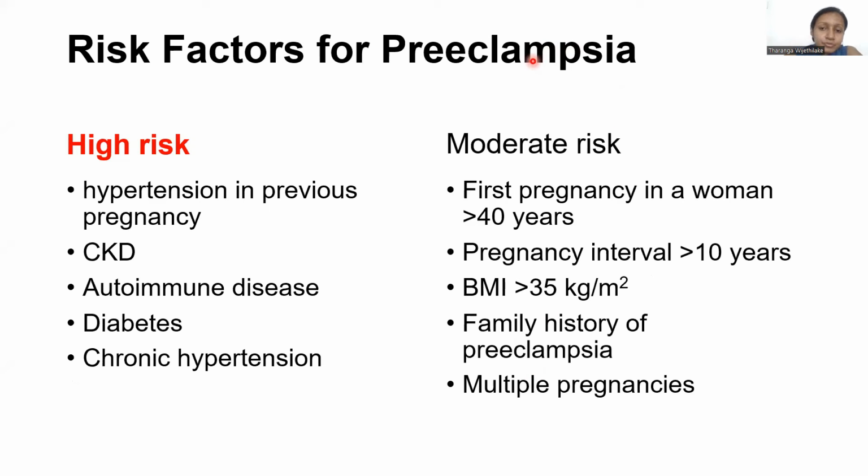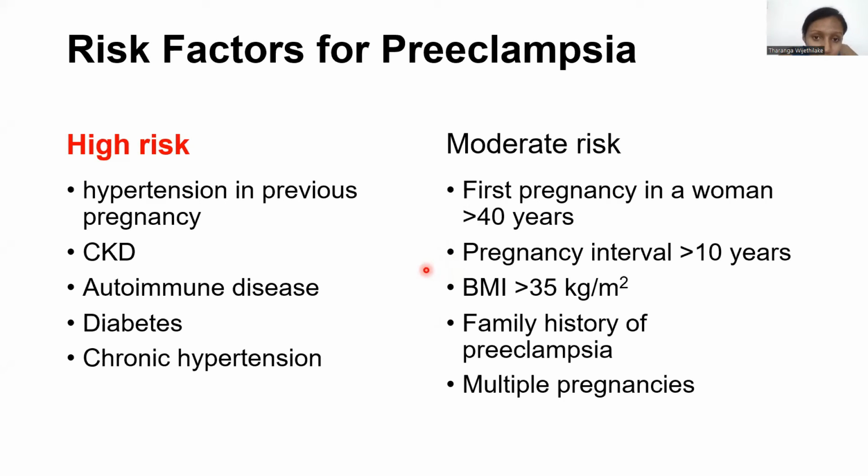Right. So now we spoke about the risk factors to develop hypertension in pregnancy. Now, for preeclampsia, highest risk is associated when you have hypertension in past pregnancies, when you have CKD, people with autoimmune diseases, people with diabetes, chronic hypertension. They are at quite a high risk of developing preeclampsia. Then moderate risk: first pregnancy in a woman over 40 years, pregnancy interval above 10 years, obese people, family history, multiple gestations.